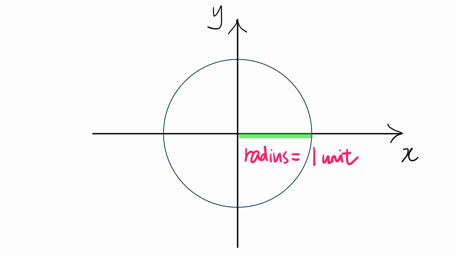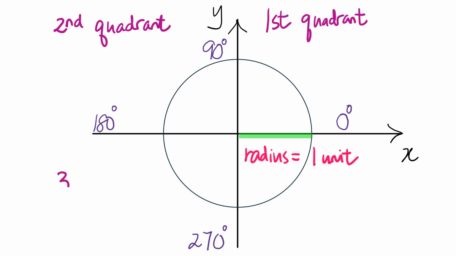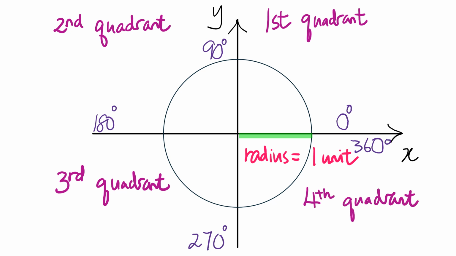Right, so from the diagram, we can see that the x and the y-axis have divided the circle into 4 quadrants. So between 0 degrees to 90 degrees, that is considered the first quadrant. And between 90 degrees to 180 degrees, that is considered the second quadrant. And between 180 to 270 degrees, that will be your third quadrant. And finally, from 270 to 360, that will be your fourth quadrant. Alright.